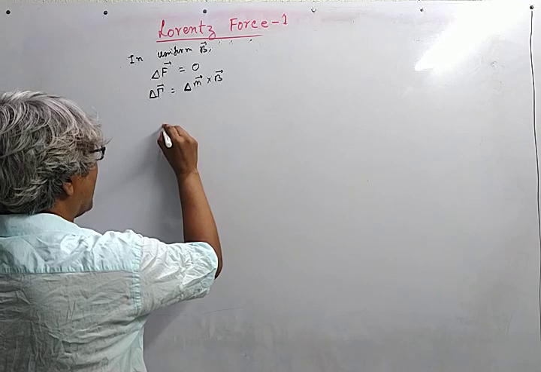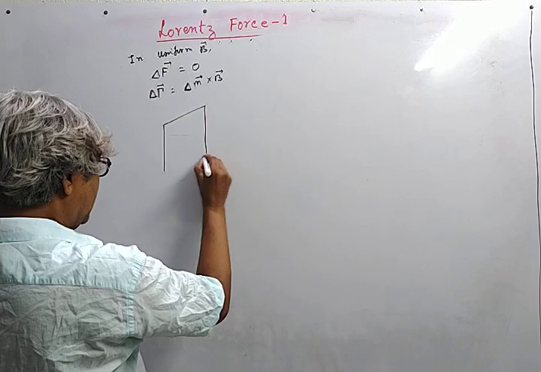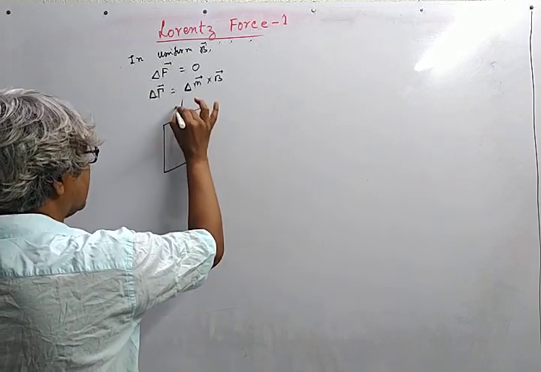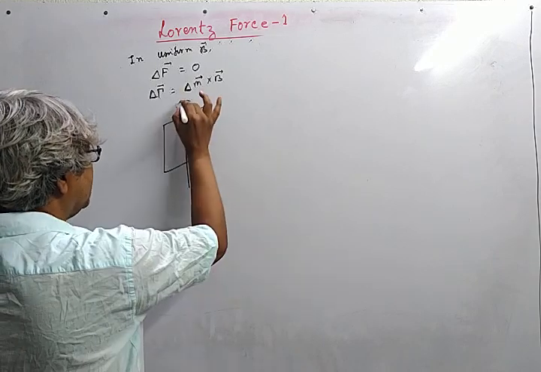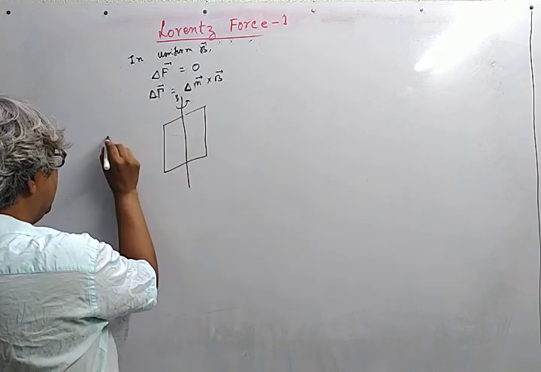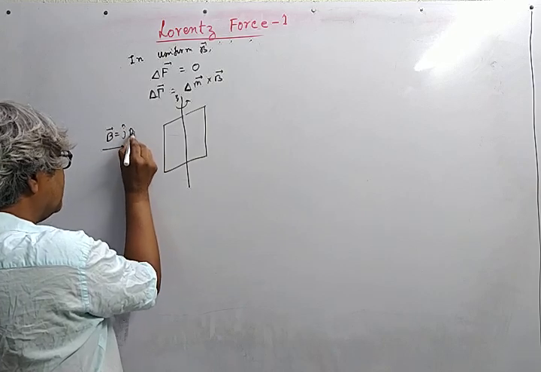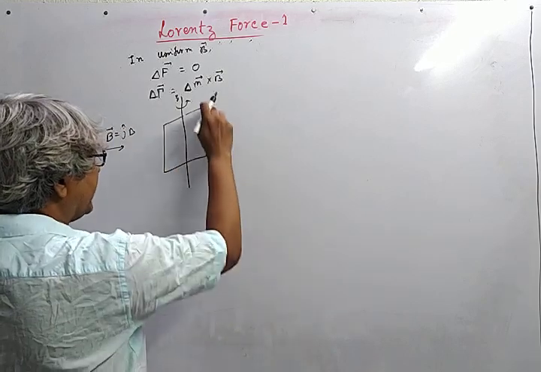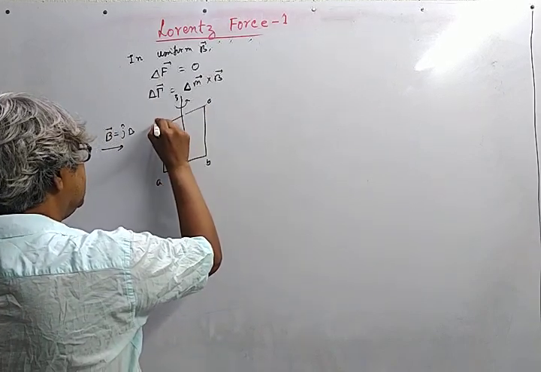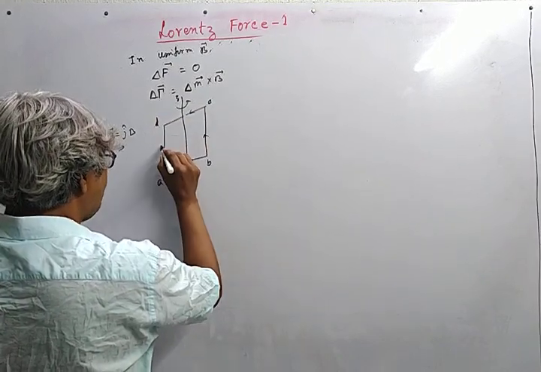We have a rectangular conductor like this. This is the z-axis. It is allowed to rotate about this z-axis, and a uniform field is placed along the y direction, and this is the x direction. So the closed loop is ABCD. The current flows in the anti-clockwise sense.